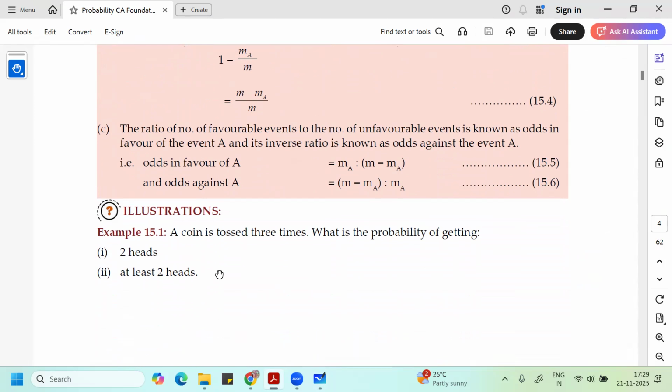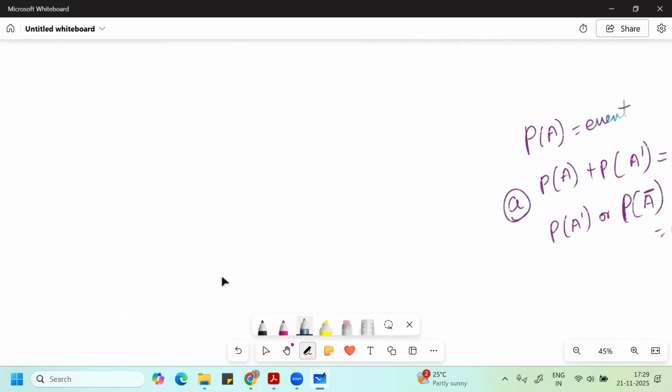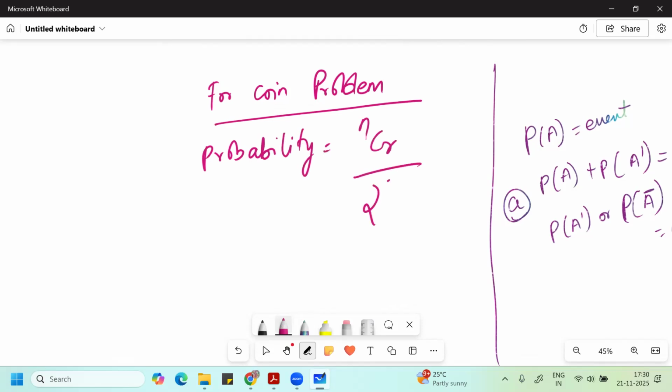Here, a coin is tossed three times. What is the probability of getting two heads, or at least two heads? Please understand that when you are solving coin problems, remember this: for coin problems, use the formula of probability, that is nCr by 2 to the power n. For all coin problems, just use this formula.